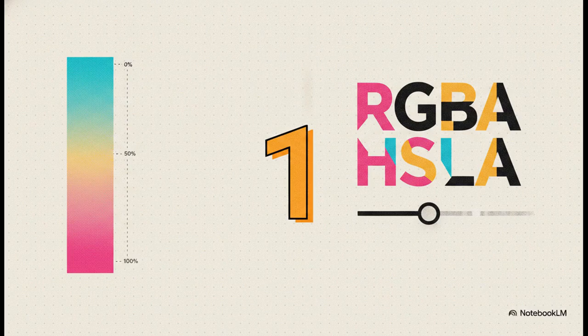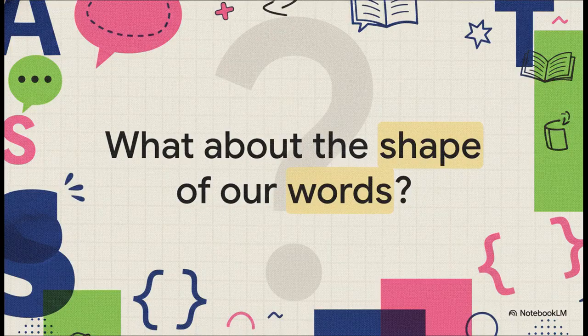Just like RGB has strict boundaries, the alpha channel is strictly measured from 0, which is completely invisible or fully transparent, up to a max of 1, which is fully opaque. So a value of 0.5 gives you exactly 50% transparency. Okay, so we've mixed our perfect, wonderfully transparent colors and our digital canvas is painted.